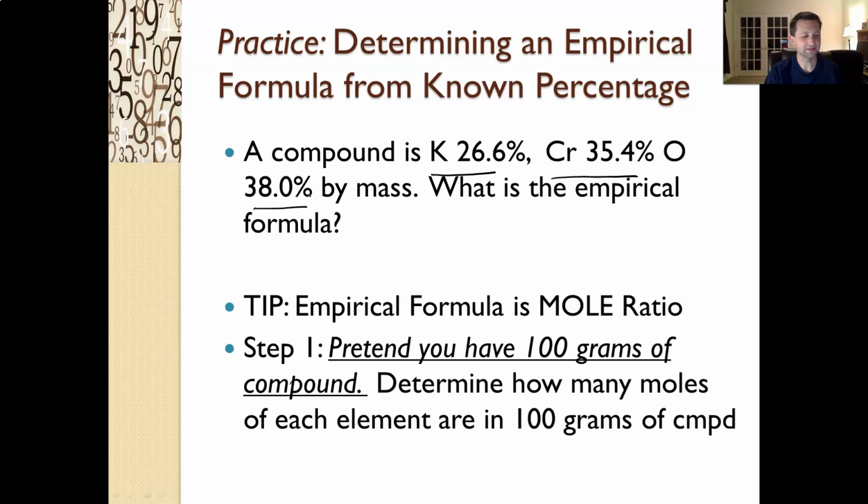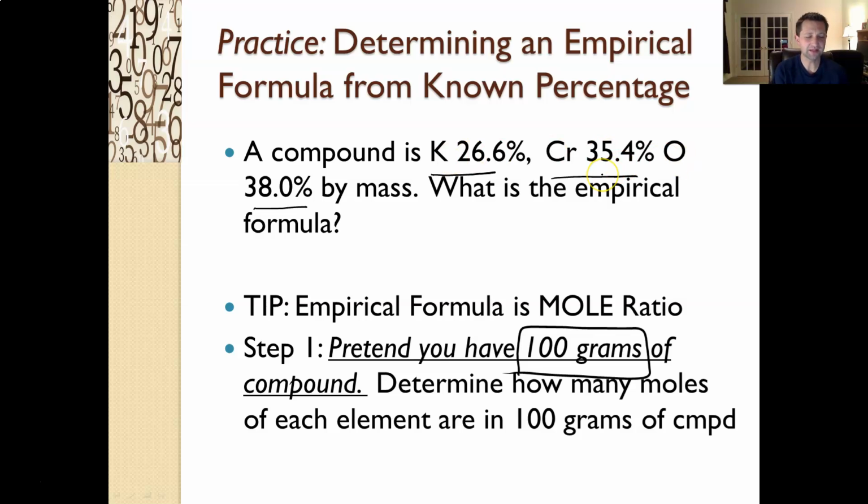So what we have to do here is do one initial step first. I don't really know what the mass of my sample is, but ultimately it doesn't matter because I know what the percent composition is. So whether I have 2 grams, 50 grams, or 100 grams, it's always 26.6% potassium, 35.4% chromium, and 38.0% oxygen, right? So what I can do to make my life as easy as possible is pretend you have 100 grams of your compound. If I pretend that, then it's really easy to figure out what the mass of each of these things would be to convert it into moles.